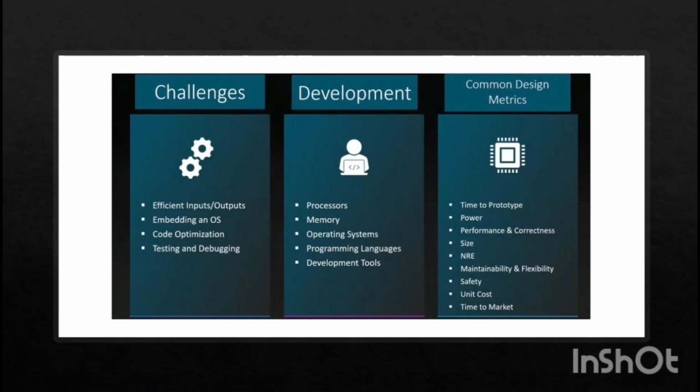The other slide is challenges, and it has lack of inputs and outputs, embedded OS, code optimization, and testing and debugging. The next one is development. In development, we use processors, memory, operating systems, programming languages, and development tools. The last one is common design metrics. In metrics: time to prototype, power, performance and correctness, size, maintainability and flexibility, safety, unit cost and time to market.